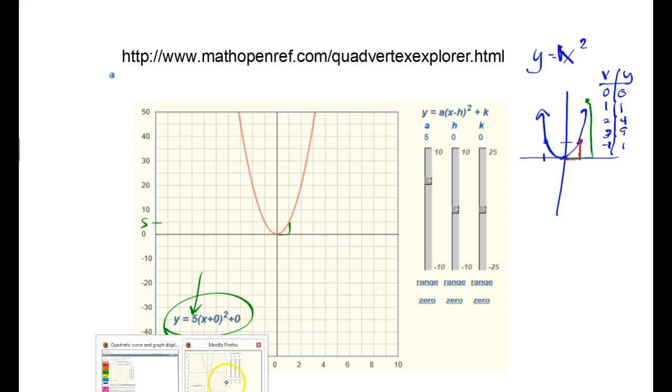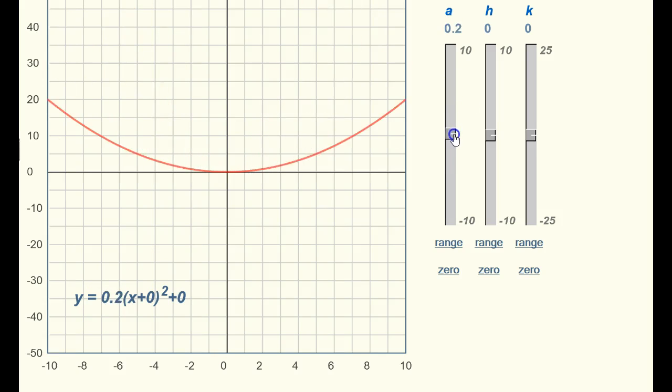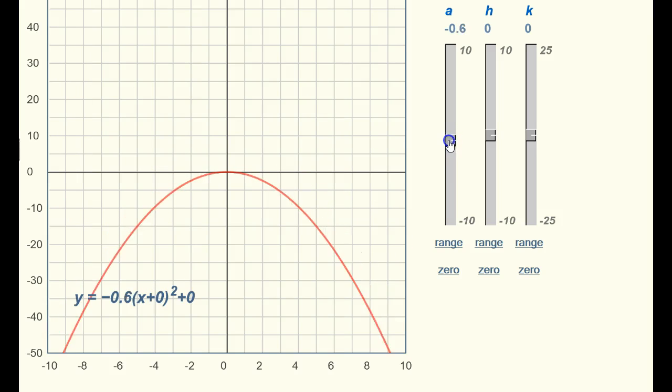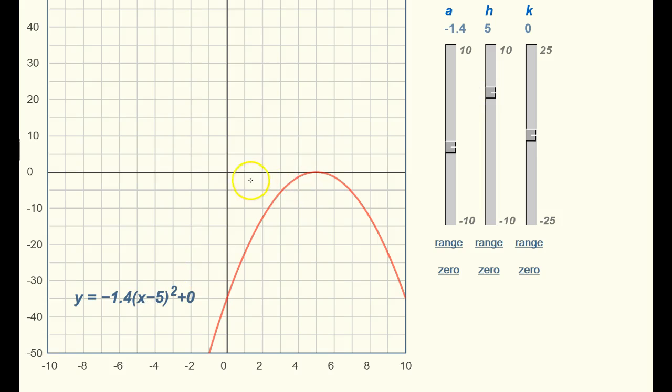Looking at the applet, you can see that the value of a is 5. If I decrease that value of a, notice that the graph gets flatter and flatter. And then if I go negative, it actually points down. The h value is going to move it to the right and the left. I want to point out that in the parentheses, if it says x minus 5, it actually moved 5 units to the right.